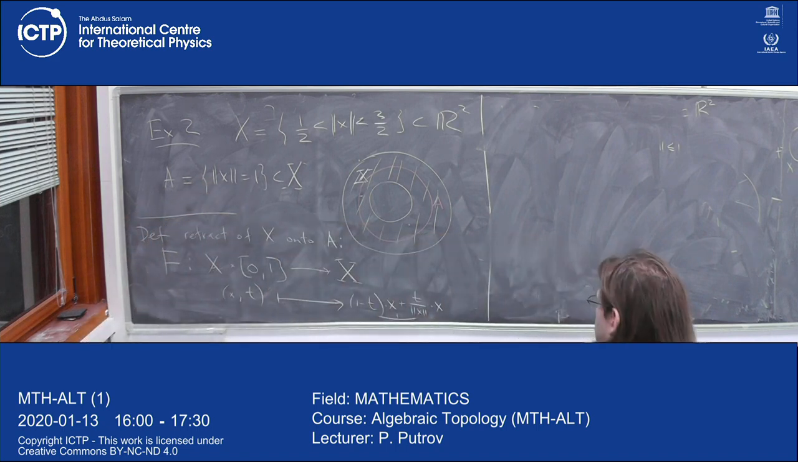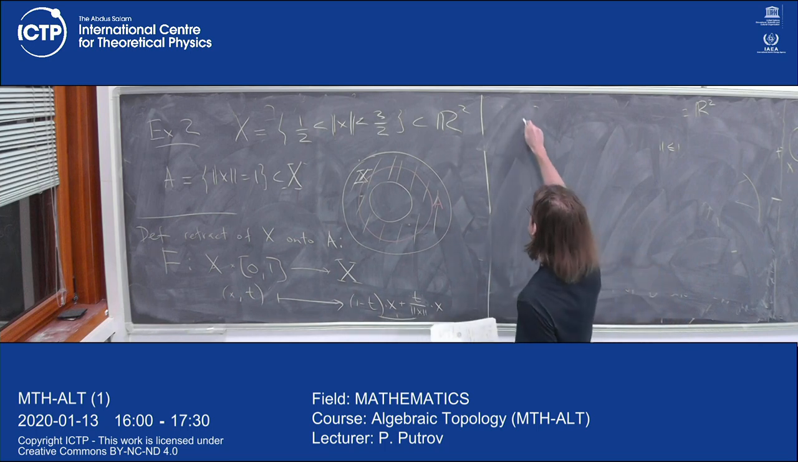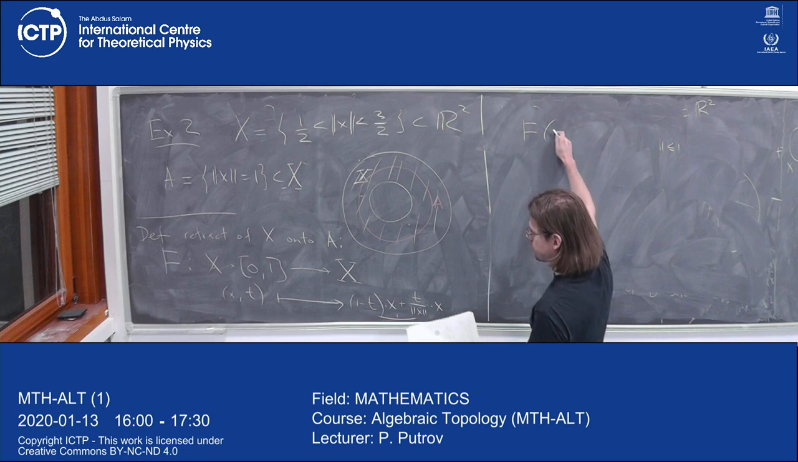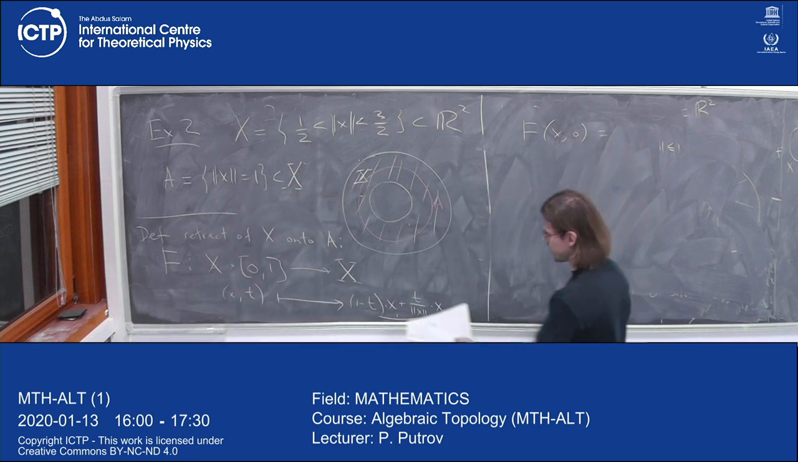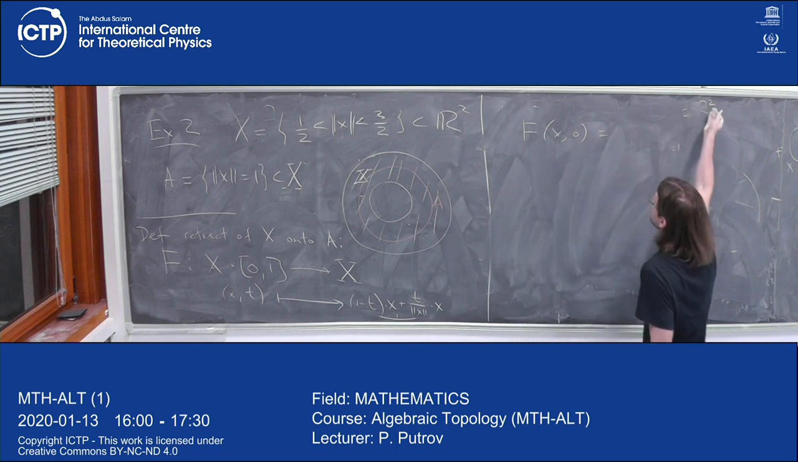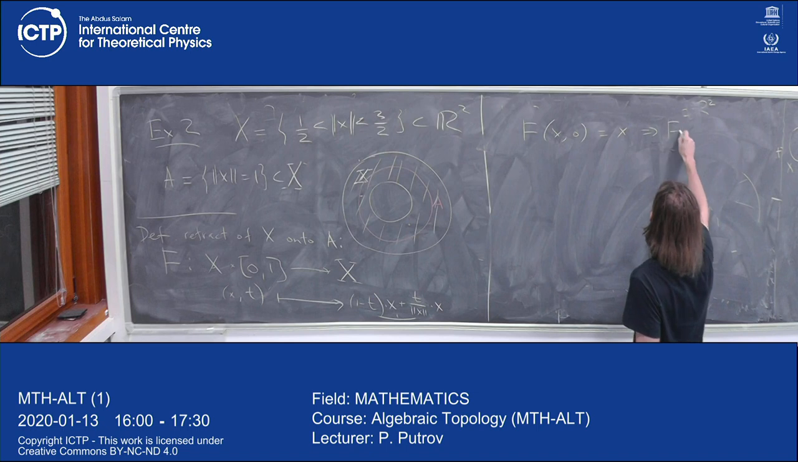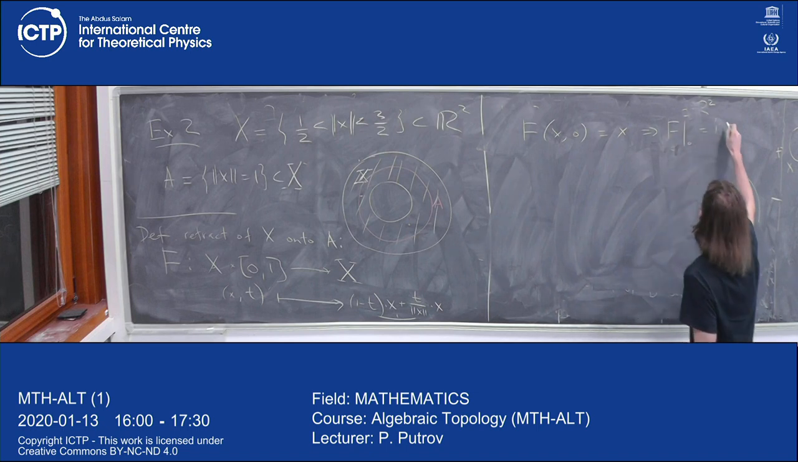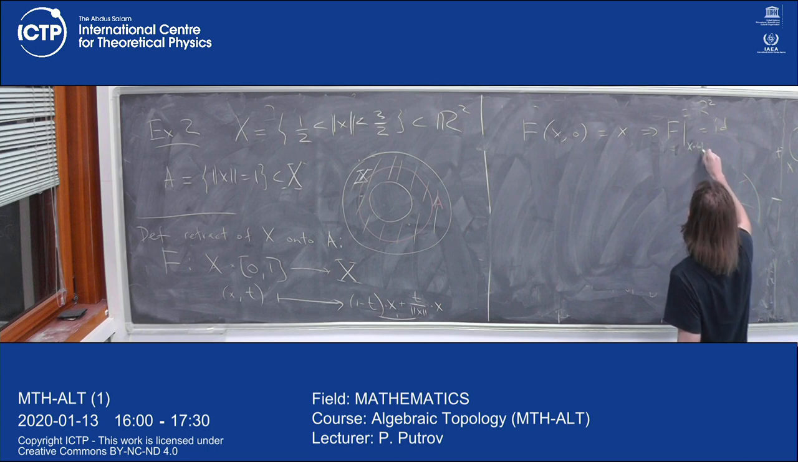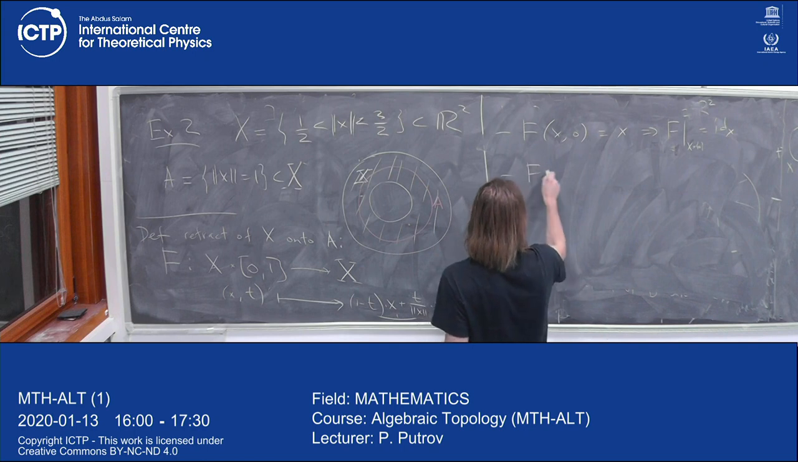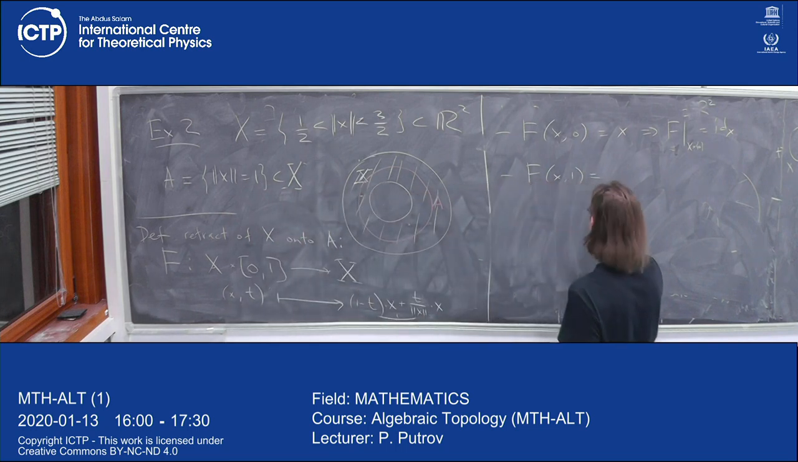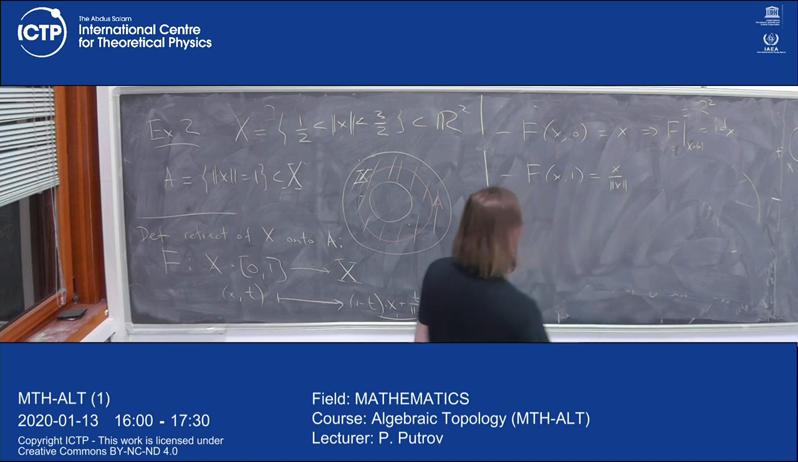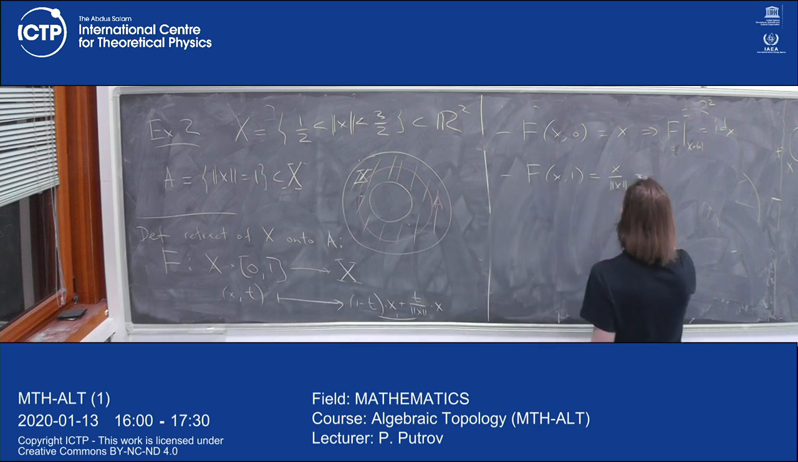Okay, so let's check that this is indeed a deformation retract. We need to check that if t is equal to zero here, this should be the same as the identity on X, and this is indeed the case. And when t is 1 here, this is equal to x divided by the norm of x, and so this will be our function r.